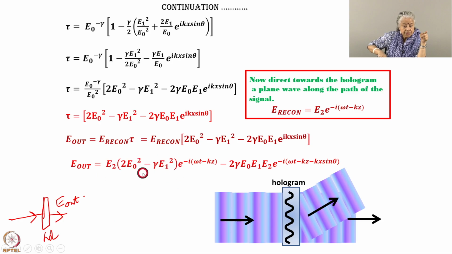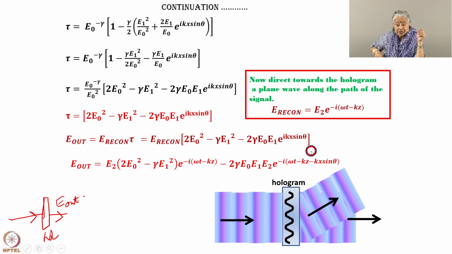E2 is an amplitude, E0 also was one amplitude, E1 was one amplitude, and gamma is of course a constant of that material. So, this total part is the amplitude of this wave, and this wave is e to the power minus i omega t minus kz, which is actually this wave. It looks exactly like this wave, the reconstructing wave. Whatever I am inputting here, I am getting out as a transmission wave also.